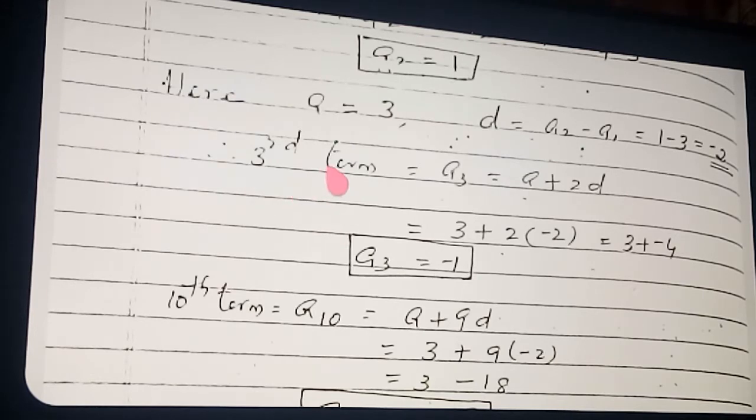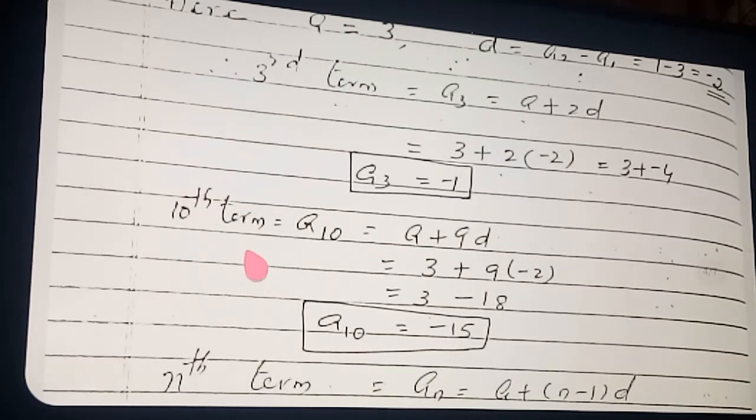Third term. Your question is that you find out the third term, 10th term and nth term. So the third term, see, means A3. What is the formula for A3? A plus 2D. So A means 3, plus 2 into the value of D, which is minus 2. 3 plus minus 4, that means minus 1. So you got A3. So put in box: A3 is equal to minus 1.